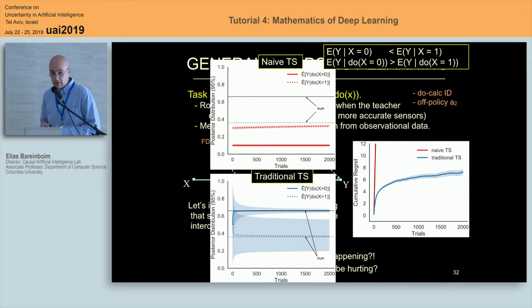Note the following, because I know the ground truth, given that this is the simulator. Let's start from the truth. The y given do x0, the solid arrow, is higher than y given do x1. X0 is better than x1. On the other hand, the data that we get from the physician is that y given x1 is larger than y given x0, which is flipped. And this is the data that we use to seed, or to put as a prior, our Thompson sampling procedure.